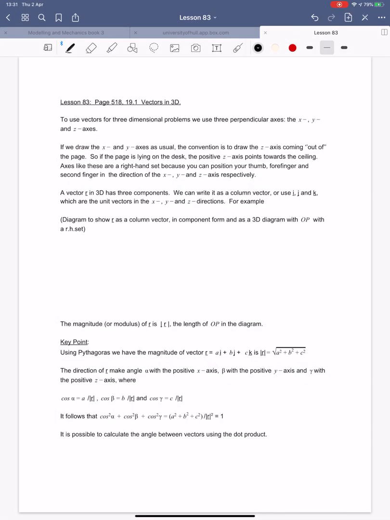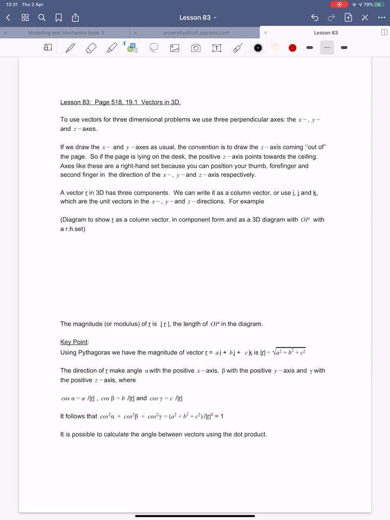Okay, so we've got lesson 83. It's page 518 and it's called Vectors in 3D. To use vectors in three-dimensional problems, we use 3 perpendicular axes, the x, y and z axes.